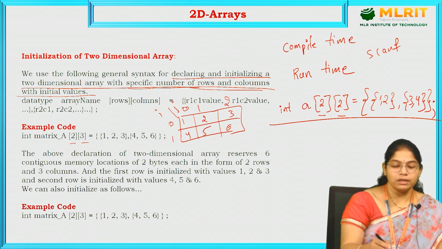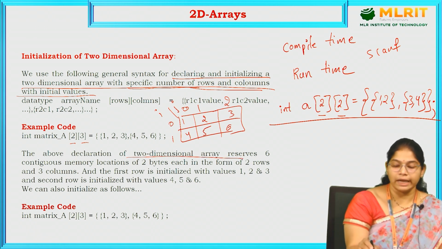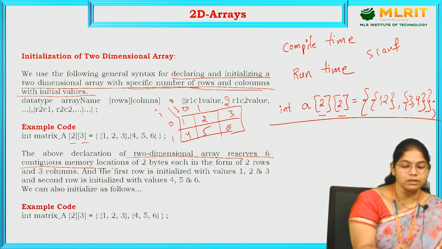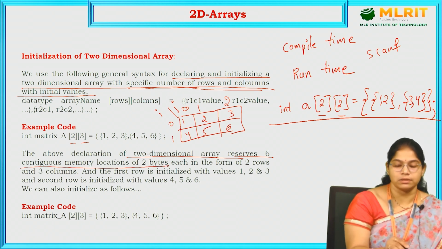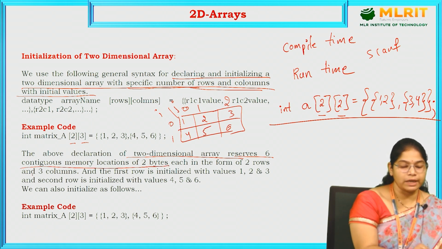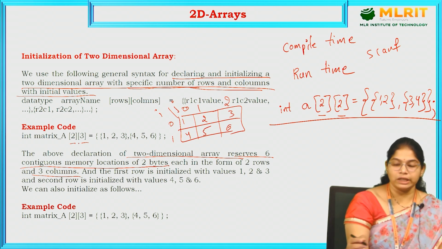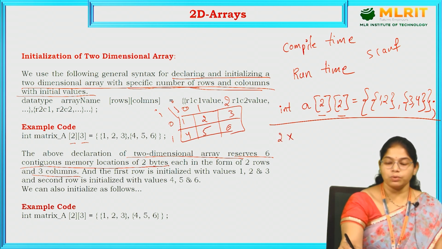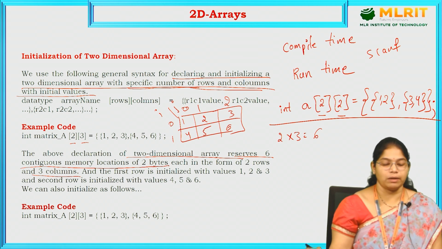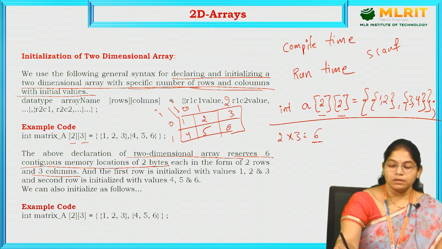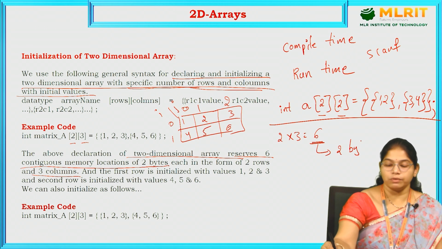The above declaration of a 2-dimensional array reserves 6 continuous memory locations of 2 bytes in the form of 2 rows and 3 columns. As we discussed, 2 into 3: 2 rows, 3 columns, in total 6 elements. Each element can take 2 bytes of memory.